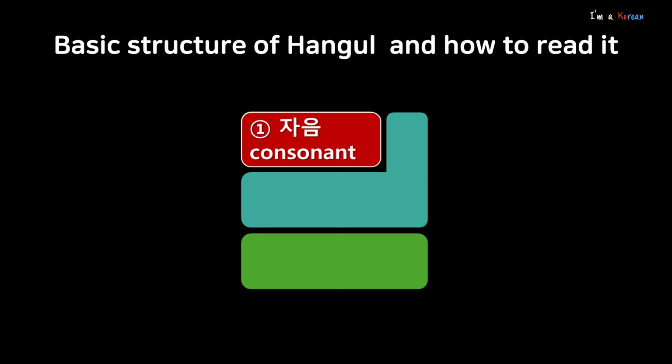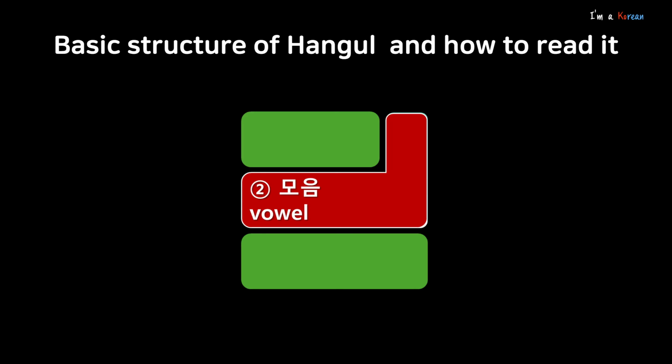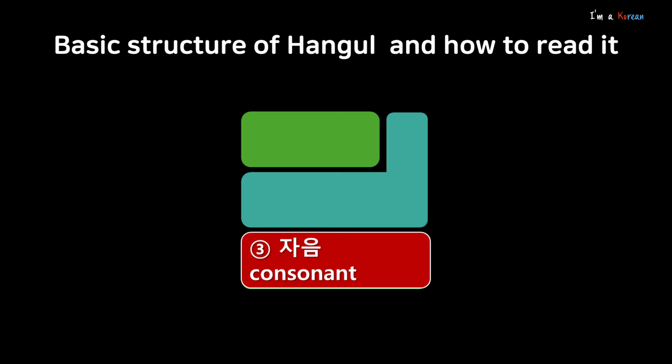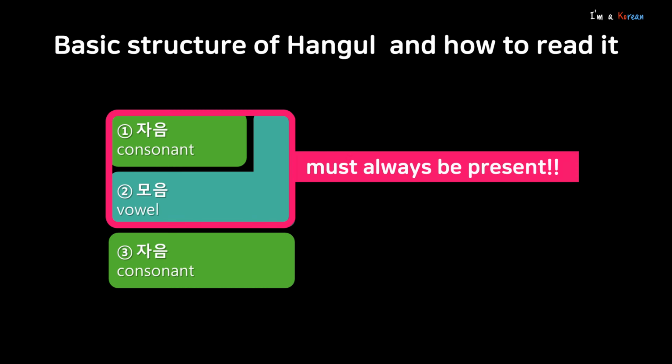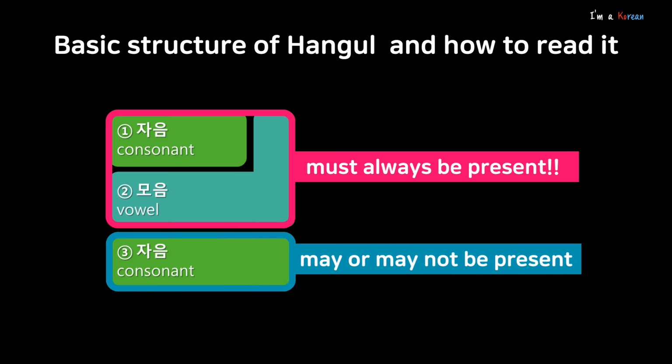First, every Hangul letter must start with a consonant. Second, a vowel is added to the right, below, or both right and below the consonant. Third, a consonant, known as a botchim, can be added below the vowel. However, not all letters have a botchim. In Hangul, the first consonant and the vowel must always be present, and the botchim may or may not be used. Remember this.